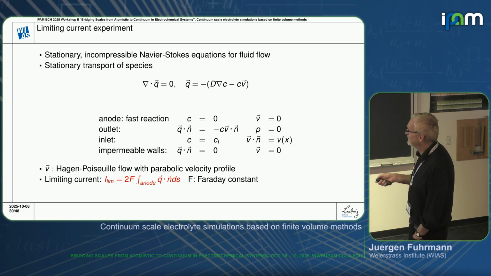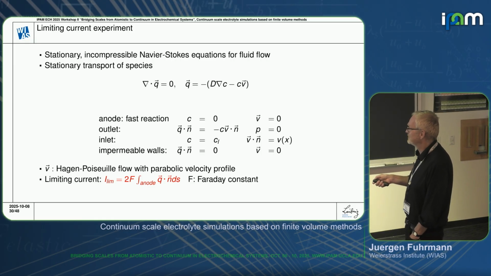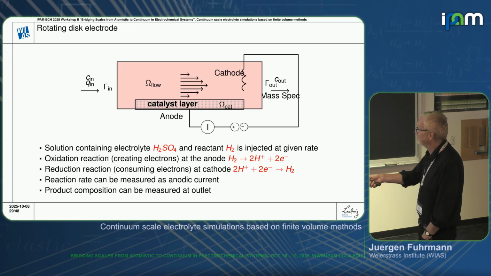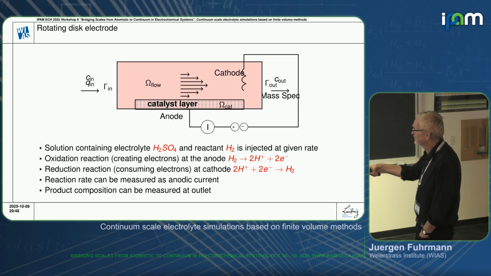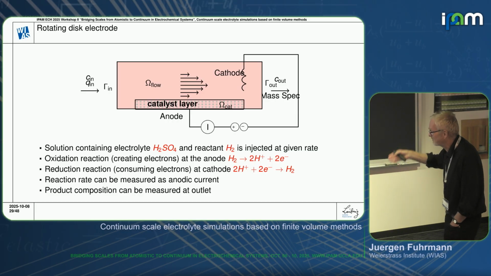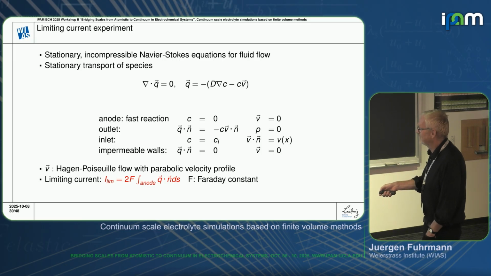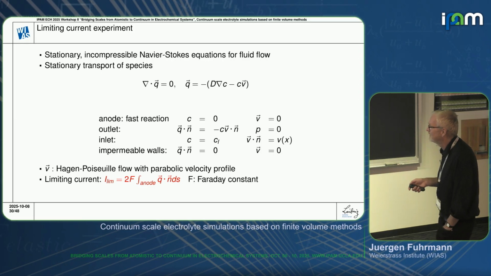And here we use the convective diffusion equation, in this case for the hydrogen species, in order to describe the transport. The particular thing is that we assume a zero concentration at this catalyst layer, which means that the electrostatic potential is chosen in such a way that the reaction is fast. So we get the limiting current, which we can measure as the flux of the species through this boundary condition at the anode.